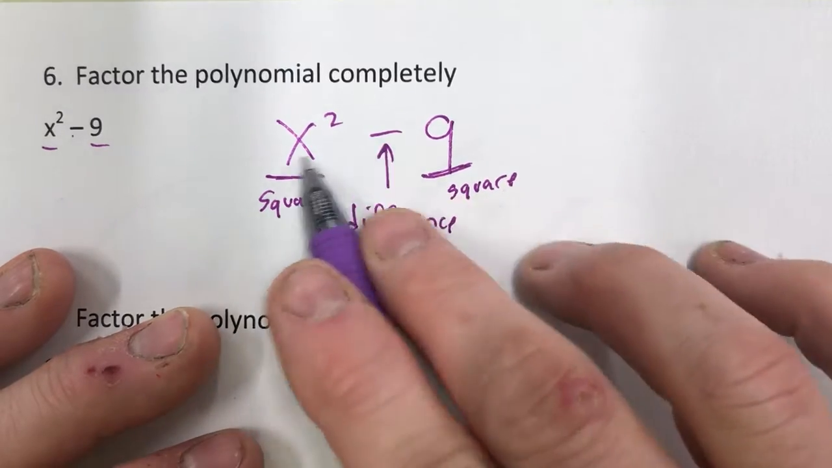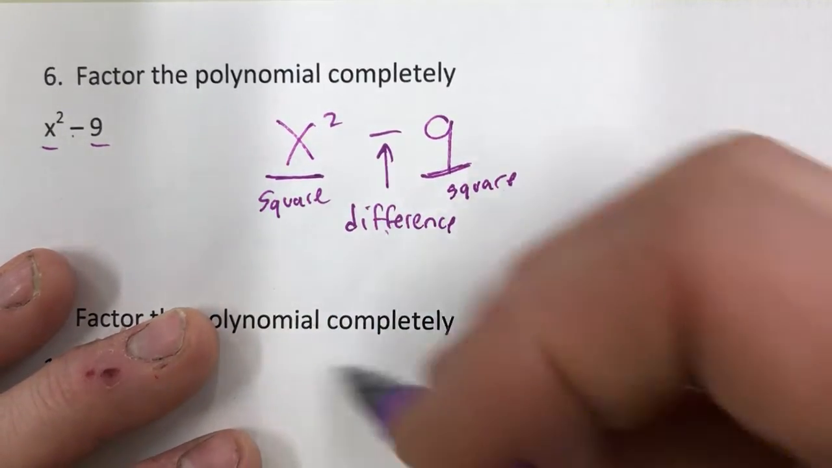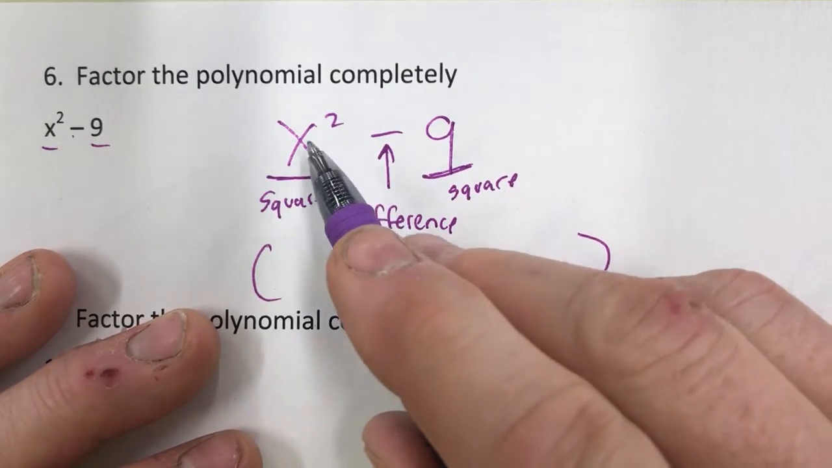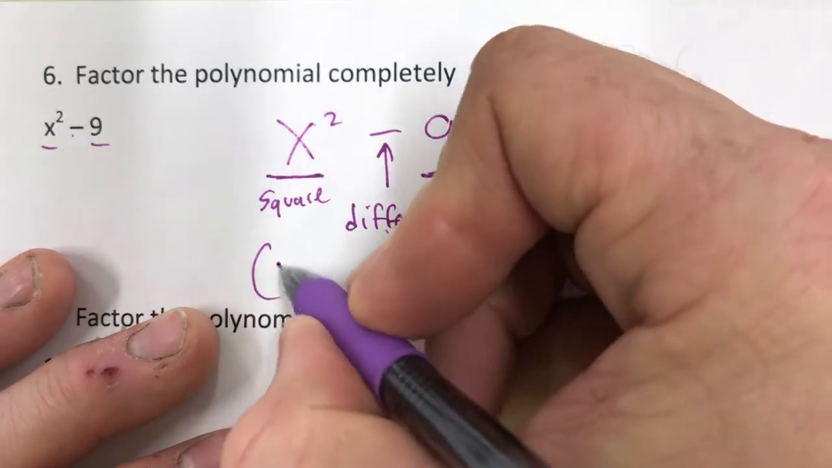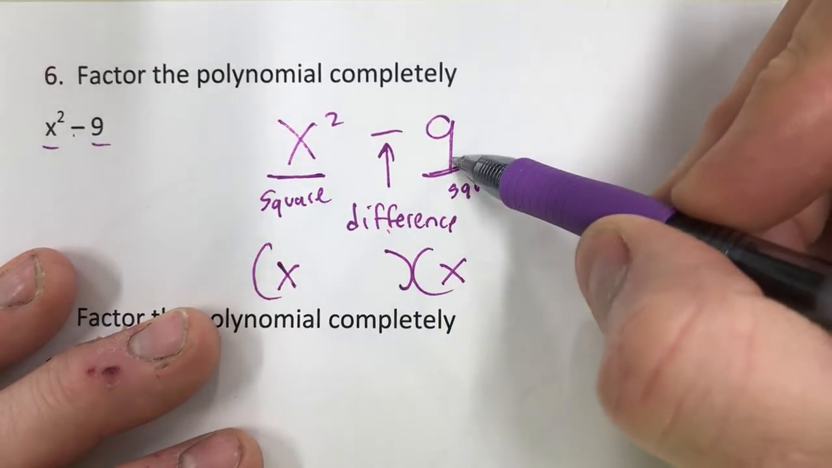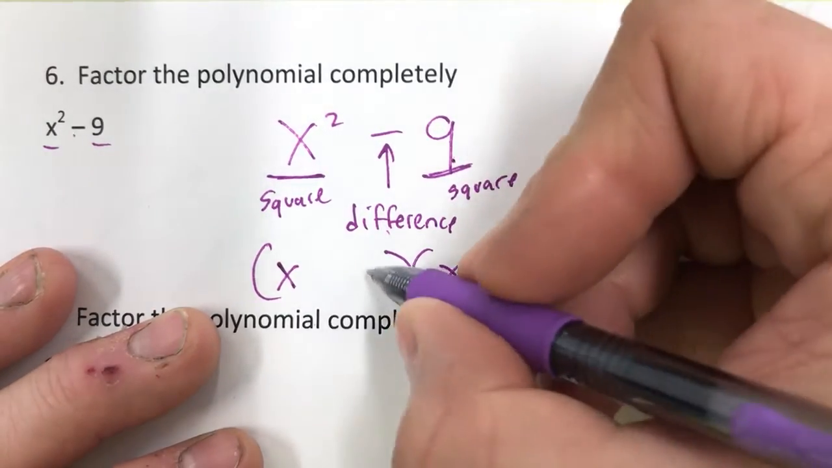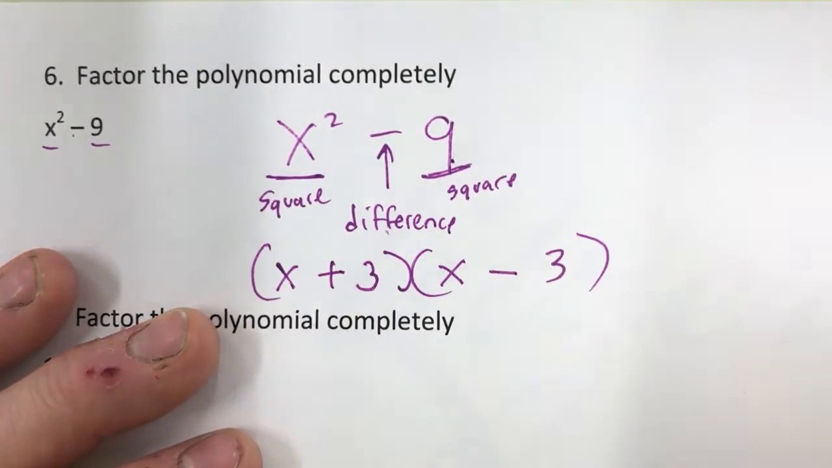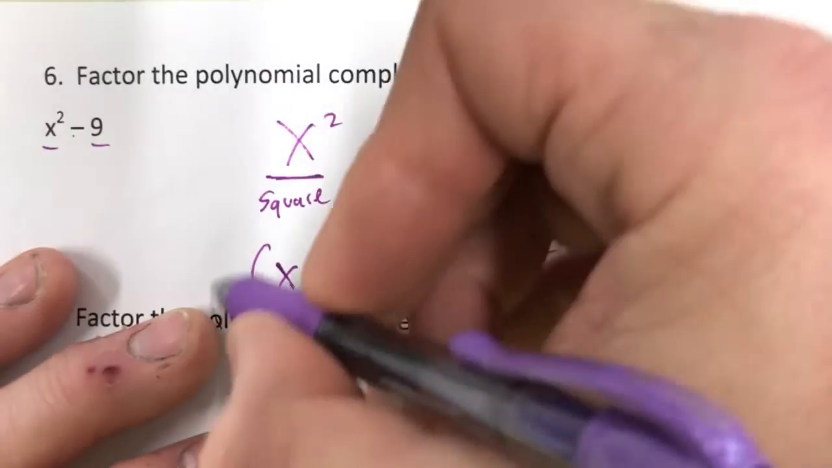And a difference of squares, when I factor that, I get the square roots of these. So the square root of x^2 would be x. So my first term would be x in both. The second term, 9, the square root of 9 is 3. I have a 3 in the second term. And then one's plus and one's minus, and there's my factors right there.